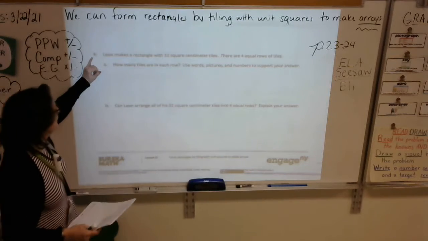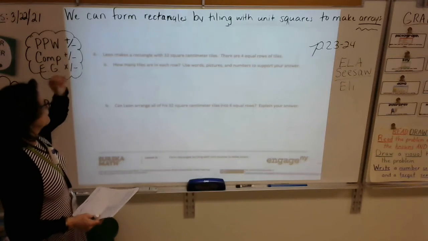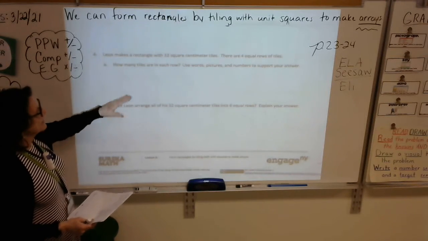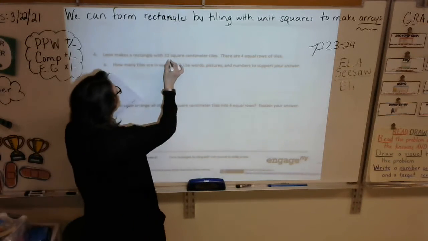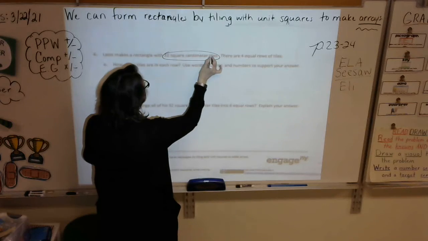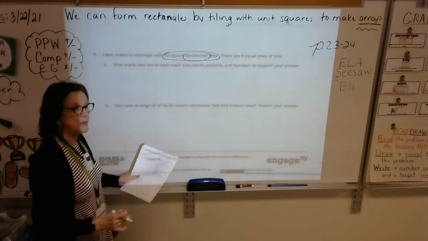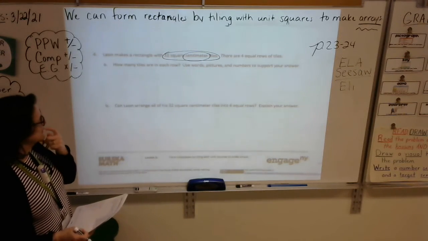Okay, number 4 is a 2-part problem. It has an A and a B. Let's read what we know. Leon makes a rectangle with 32 square centimeter tiles. So we have a rectangle with 32 square centimeter tiles. Let's make sure we know we're using centimeters now and we're no longer using inches.